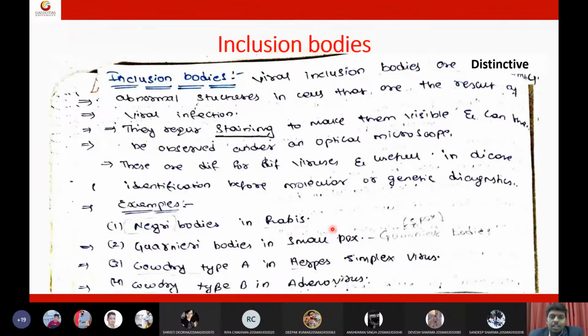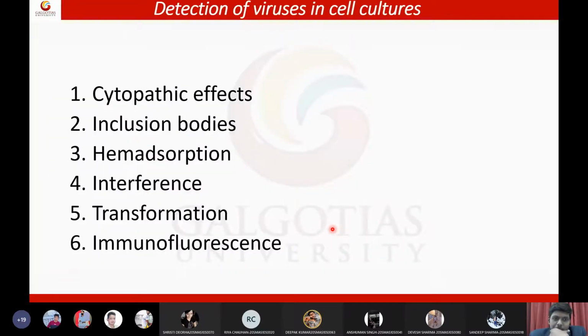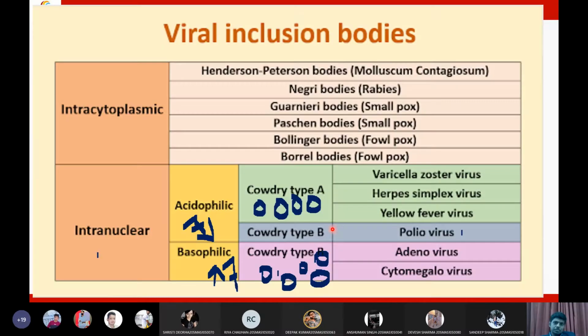Herpes viruses. What type of inclusion bodies can you see in herpes virus? Do you have any idea what type of inclusion bodies we can observe in herpes virus? Intranuclear, acidic or acidophilic, basic? Type A, very acidophilic, good. Cowdry type A, herpes simplex. Yes, sir. Cowdry type A, acidophilic intranuclear.